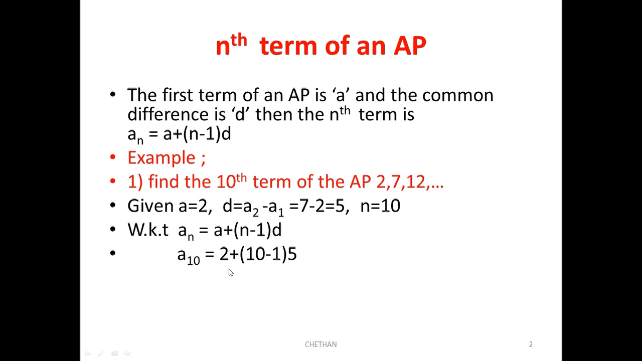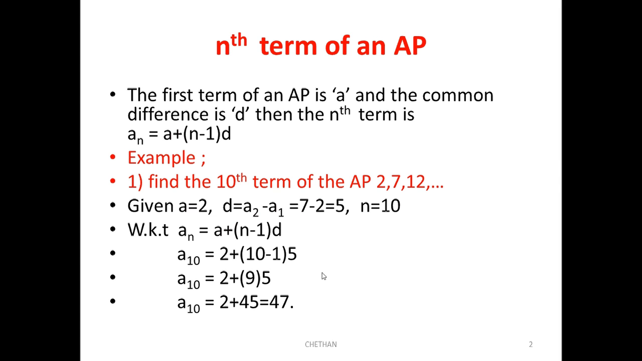See, the simplification is like this. 2 is written the same here, 10 minus 1 means 9, and 5 is written the same here. We have to multiply this 9 into 5, after that we have to add this 2. Before multiplying, if we add 2 plus 9, it is wrong. So I am going to multiply 9 and 5 first. So 2 plus 9 fives is 45. Then 2 plus 45 is equal to 47. Then the 10th term of this given AP is 47.